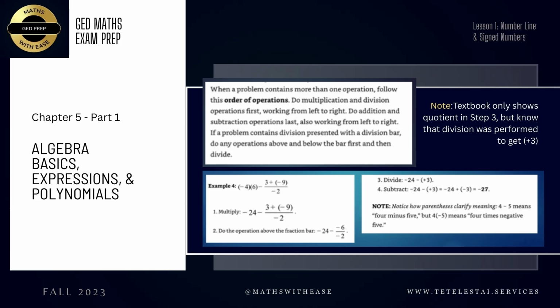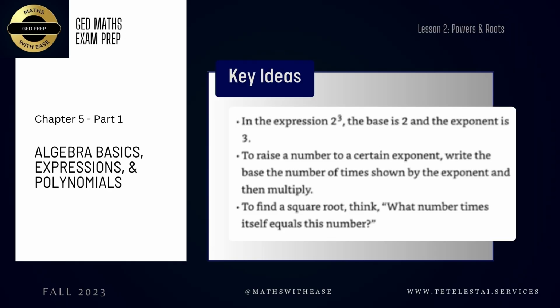More practice questions starting on page 842. All right, so on powers and roots, in the expression 2 raised to the power of 3, the base is 2, and the exponent is 3. To raise a number to a certain exponent, you write the base number the number of times shown by the exponent and then multiply. So here our 2 is our base, and what we're raising 2 by is 3. This is just telling you to multiply 2 by itself 3 times, okay?